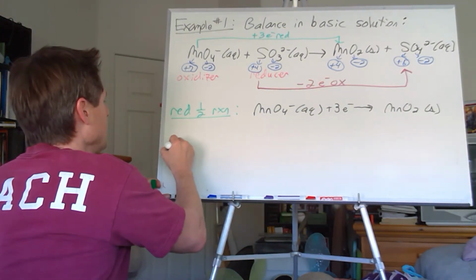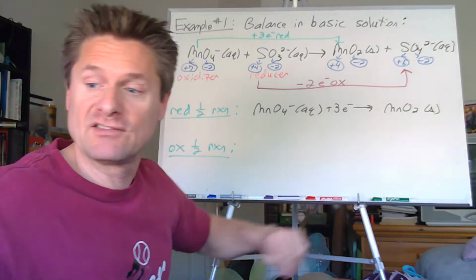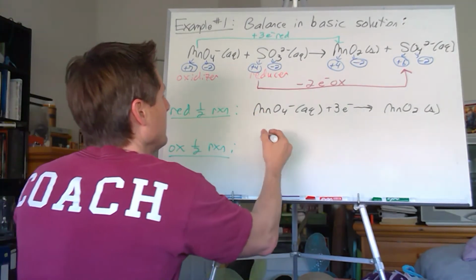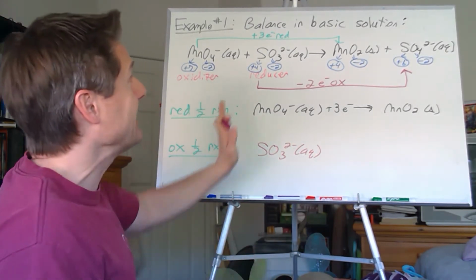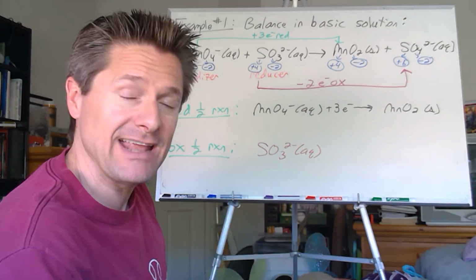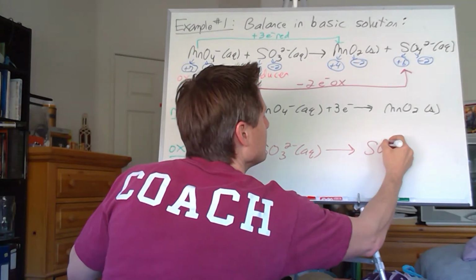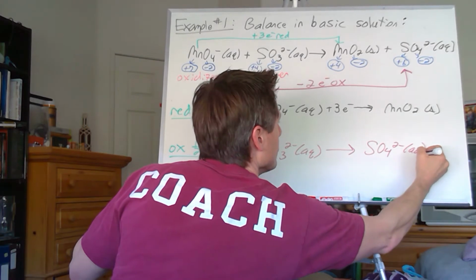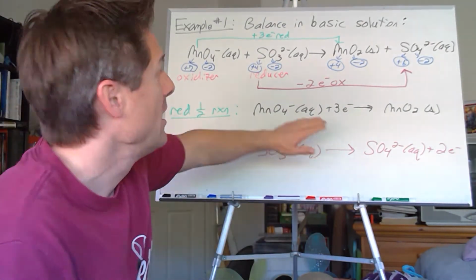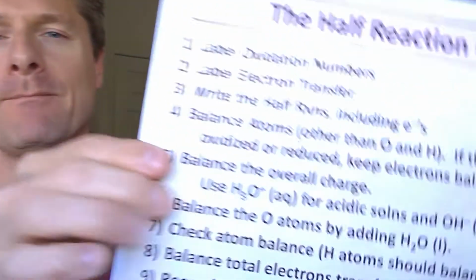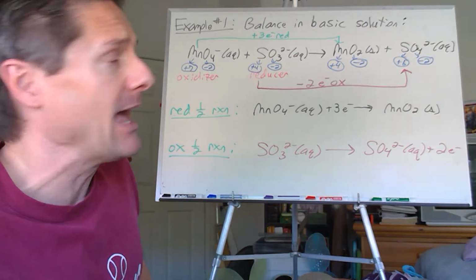Now let's do the oxidation half reaction. That will be the sulfur species, because the sulfur is going from a 4 to a 6. So let's take the sulfur in the sulfite. That is losing 2 electrons. So in oxidation half reactions, the electrons are on the right-hand side, the product side. So that is going to go to the sulfate plus the 2 electrons, to go from 4 to 6. It's losing 2. So in step 3, I've split and written the 2 half reactions, including the electrons. I haven't balanced anything yet, but now I can do that.